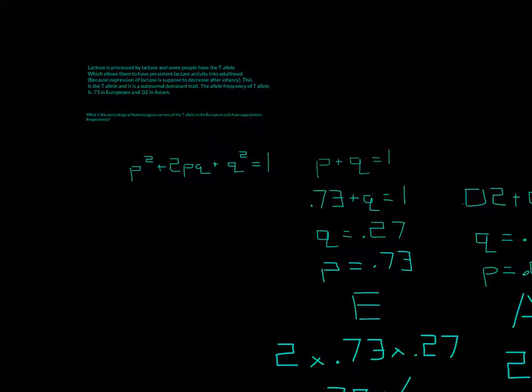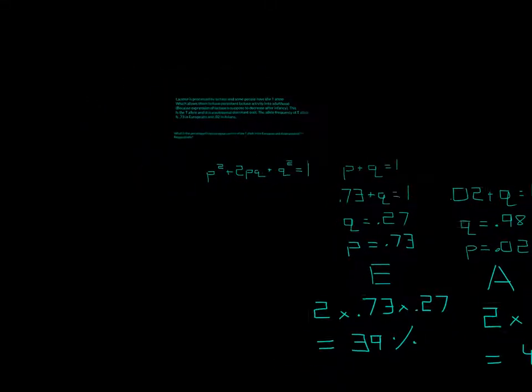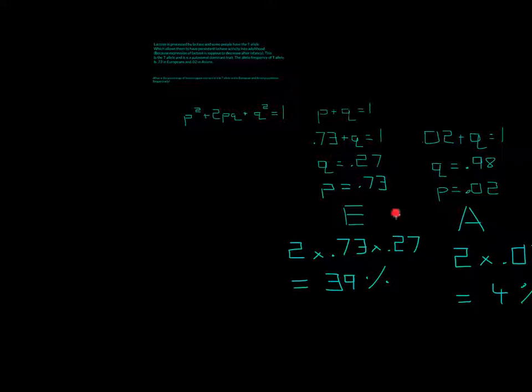q is 0.27, and then therefore we can use both of these to find the heterozygous genotype frequency, right? So that's just 2 times p times q. So for Europeans, right, we would have 2 times p, which is 0.73, times 0.27, q, is equal to 39%.